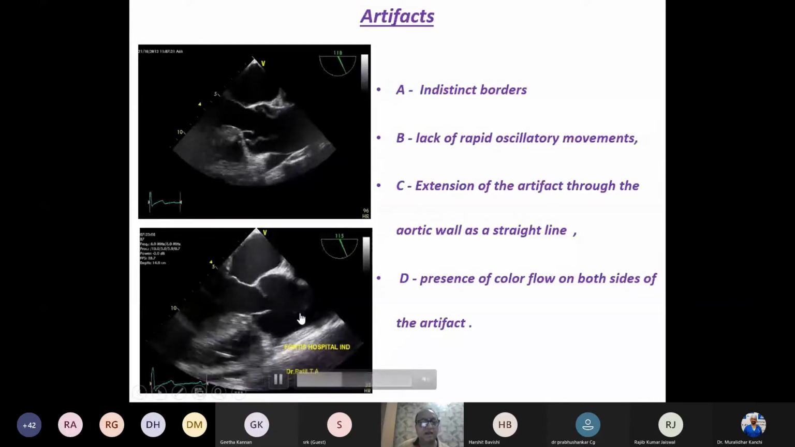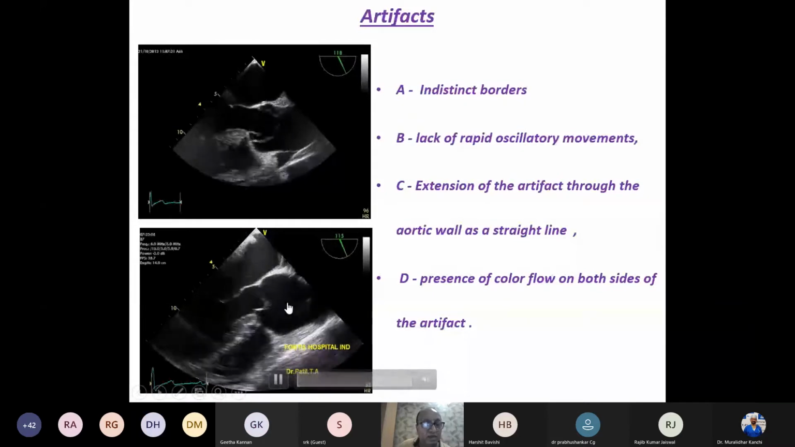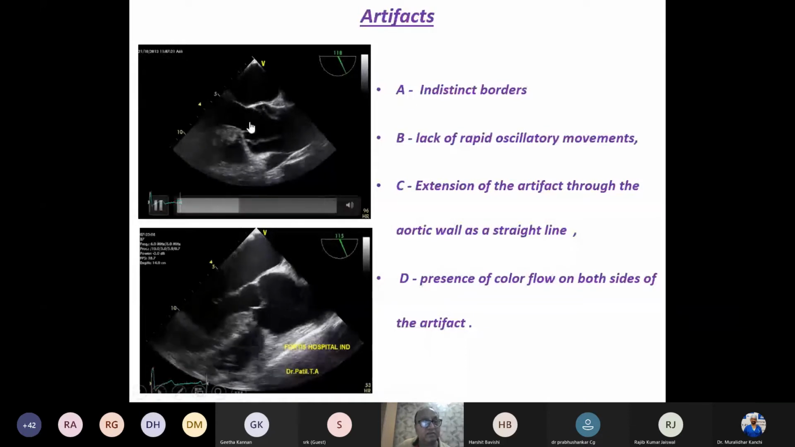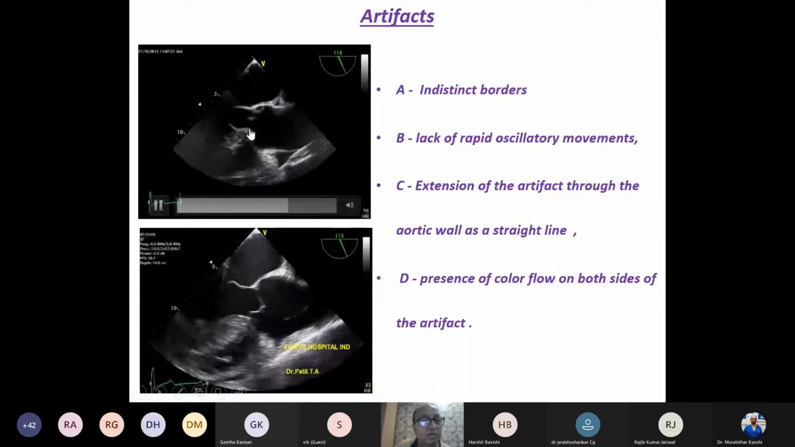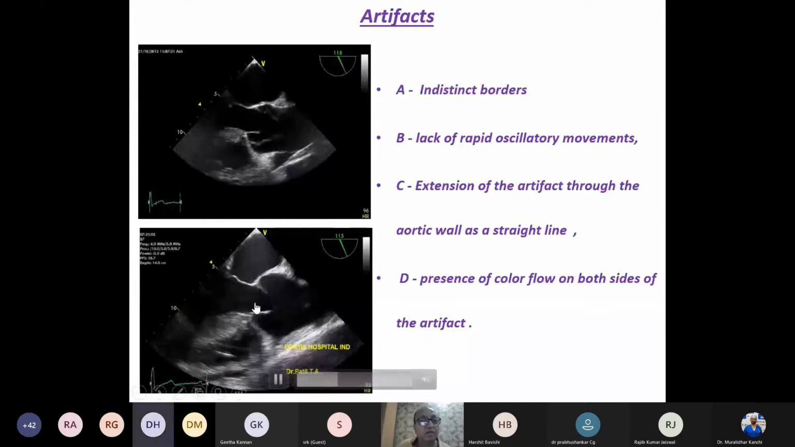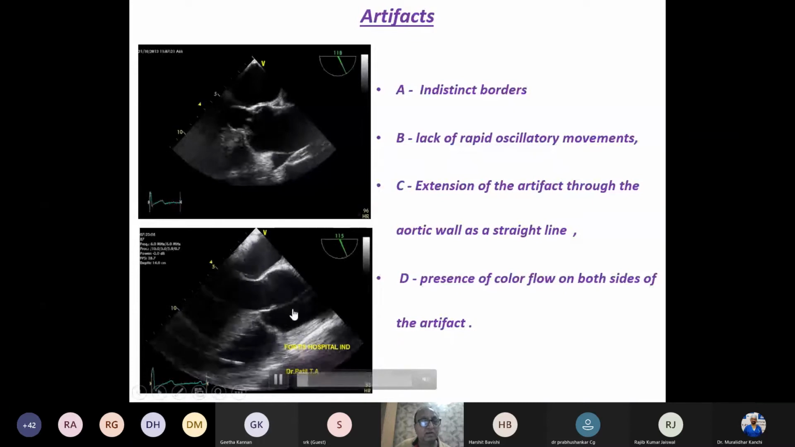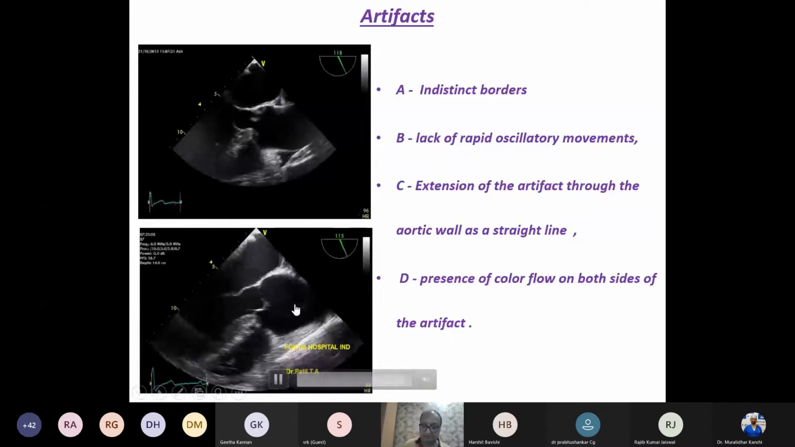Okay, and in the artifact area, if it's suspected, you can put on a color flow Doppler. You'll see color flow Doppler on both sides of the artifact. But in a case of dissection, you will see color flow Doppler only in the true lumen, but not in the false lumen. So please remember to evaluate the presence of a true dissection and whether it's an artifact.